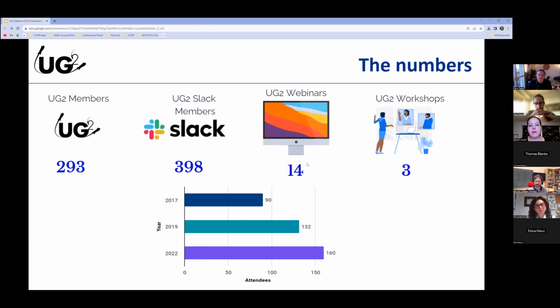And then I just want to showcase some of the numbers here. I think it's a really nice way to put into perspective the growth of UG2 since it was established. So we currently have just under 300 UG2 members. We've got almost 400 members on those community discussion forums that I mentioned. As I said, we've had UG2 webinars, we've had 14 to date. Our next one will be at the end of January next year. And then we've had 3 UG2 workshops.